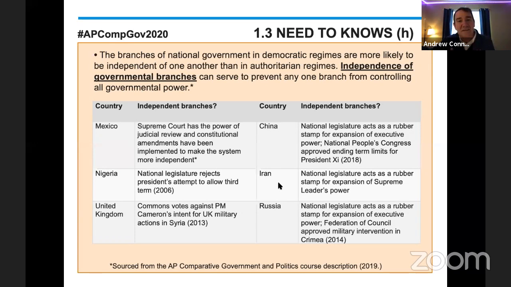You contrast that with, let's say, China, where the national legislature has allowed the Chinese president, President Xi, to extend his term beyond the 10-year limit. And essentially there is no term limit for China's president because the legislature has acquiesced to that.